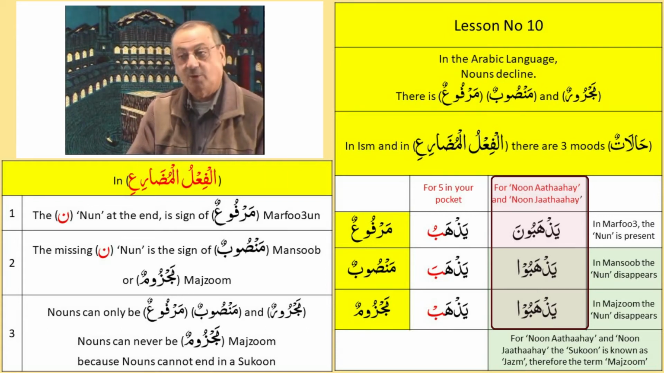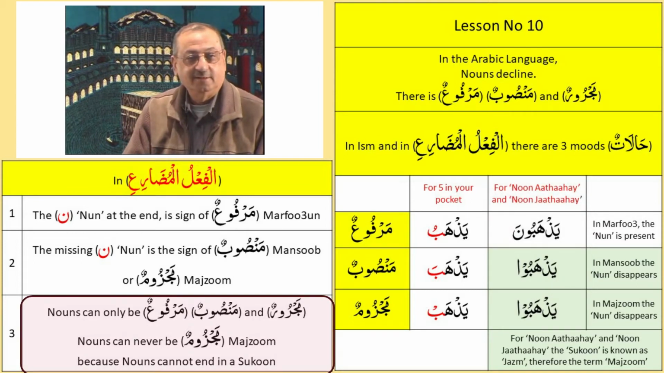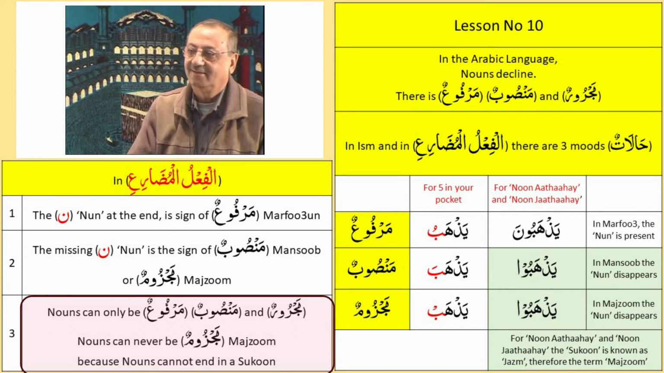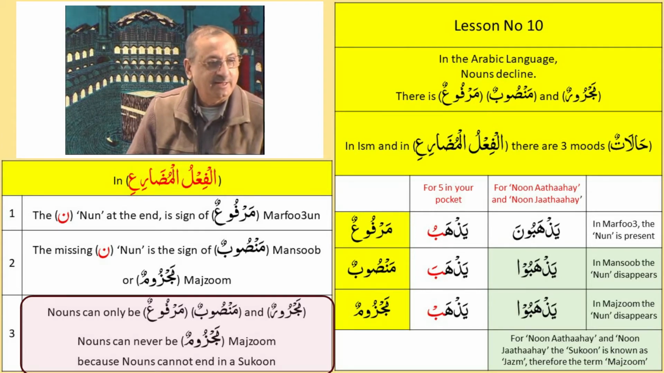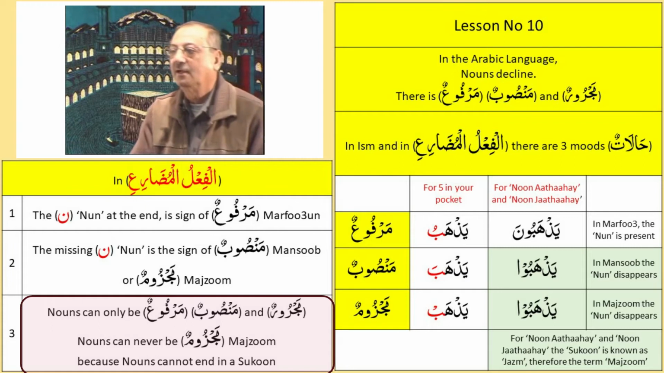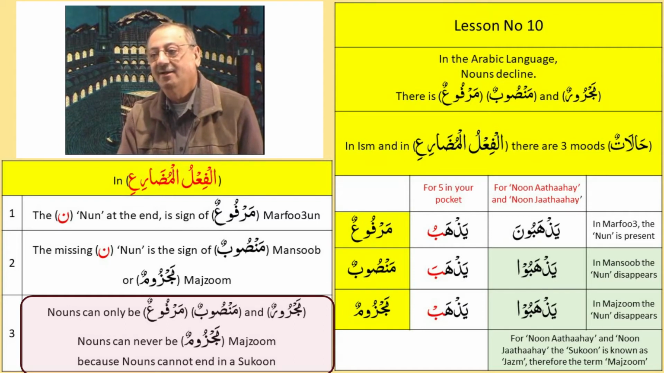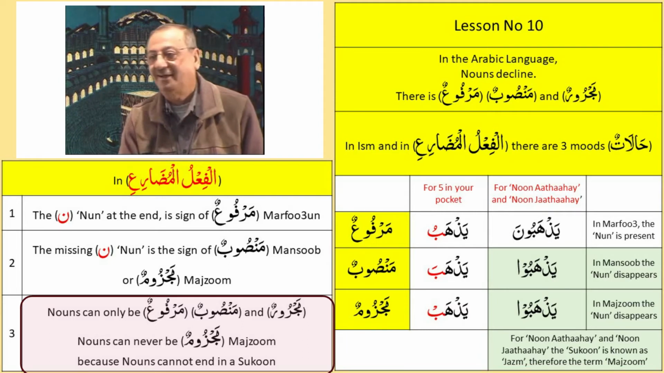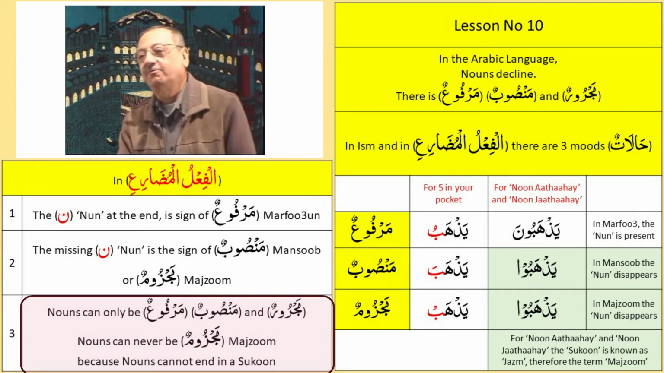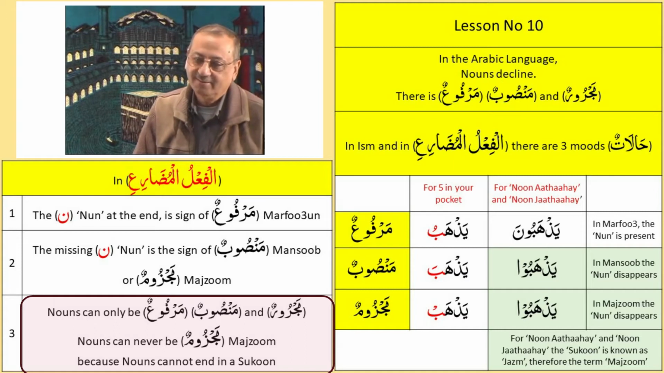In other words, brothers and sisters, remember this. This is a golden rule. Noun will never be majzum. It ends with a sukun. Are you with me, brother? Jazam. Sukun and jazam, same thing, brother and sister. What did I say, brothers and sisters? Jazam, no. You know why? What are the three cases of noun? Marfu, mansub and majrur. It can never be majzum, brother. Are you with me? Never. Okay. And then fi'l mudari'a can never be.